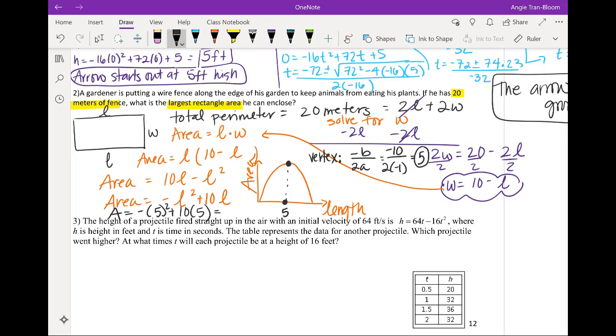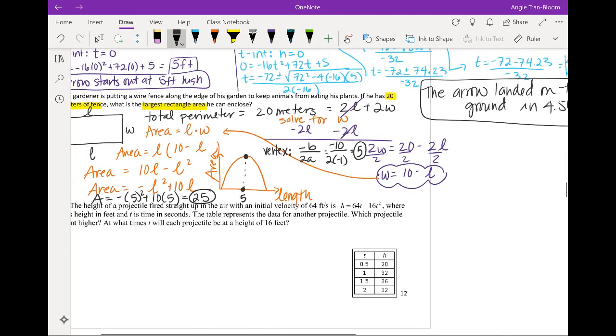5 squared would be 25 times negative 1 in the front. Negative 25 plus 10 times 5. What's 10 times 5? 50. So negative 25 plus 50, final answer is 25. So now, in a complete sentence, we would write the largest area would be what?